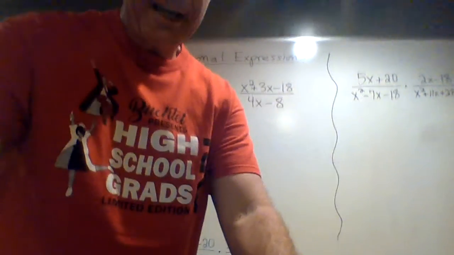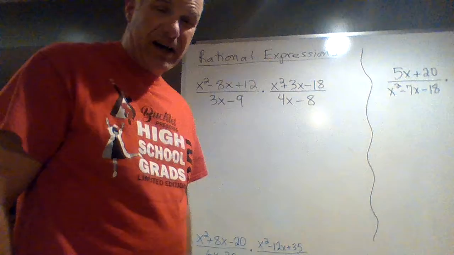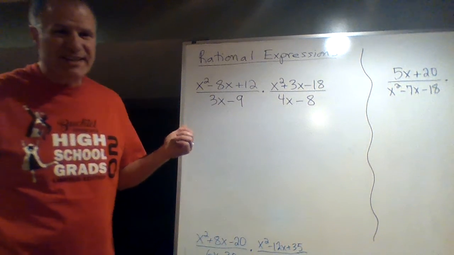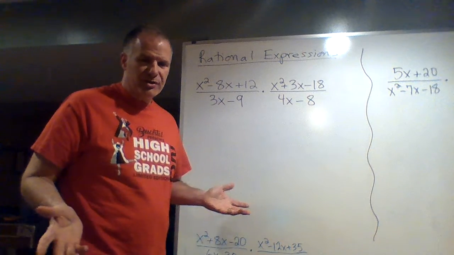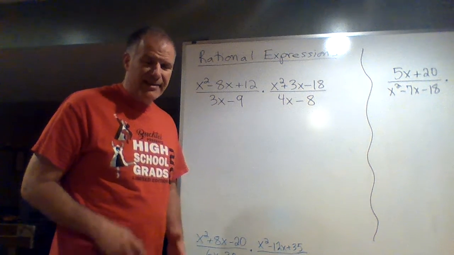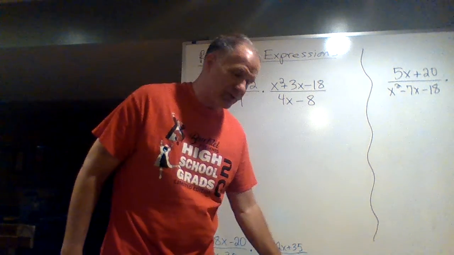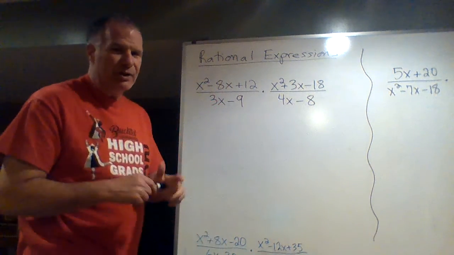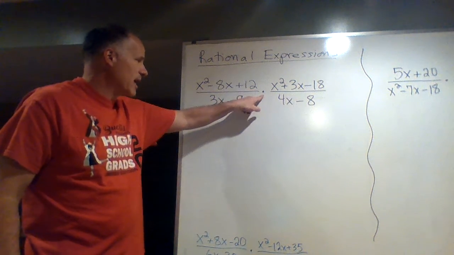Hey guys, we're back. We're just going to take this up another notch of simplifying. Now, if you remember, we did some multiplying and dividing with just monomials. And then I switched over to these binomial things and trinomials that had to be factored. So we're kind of keep building here. So we're still canceling, multiplying.